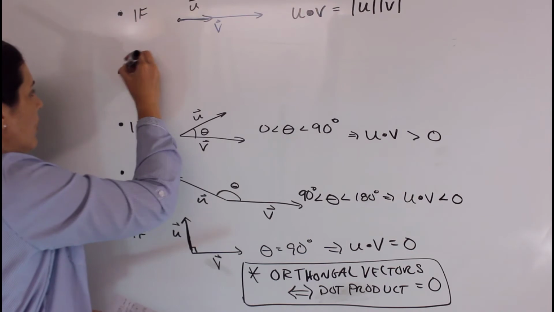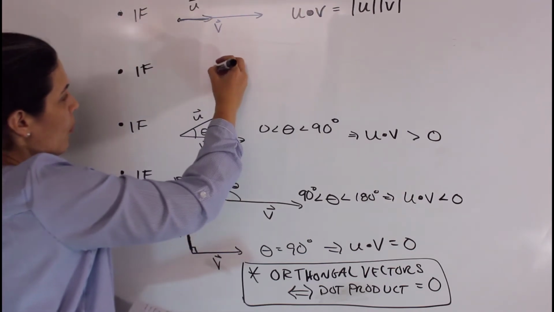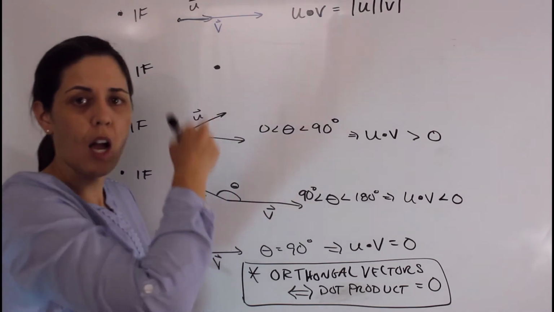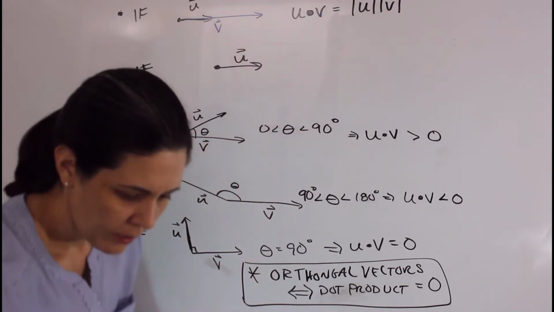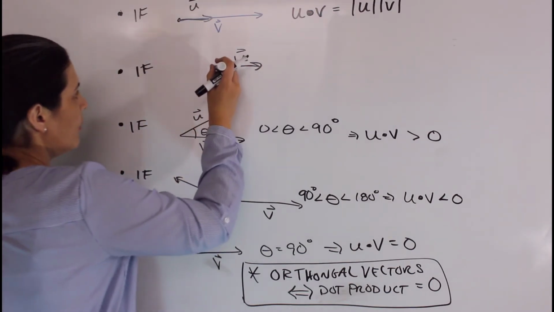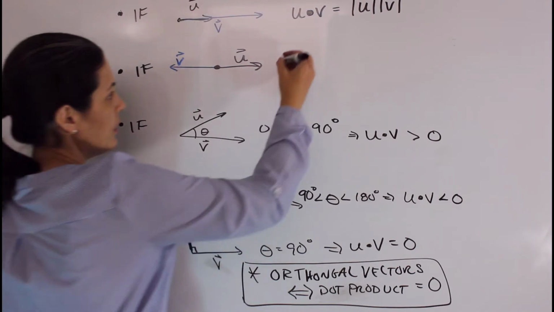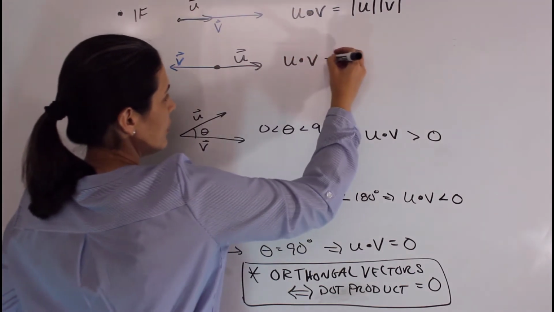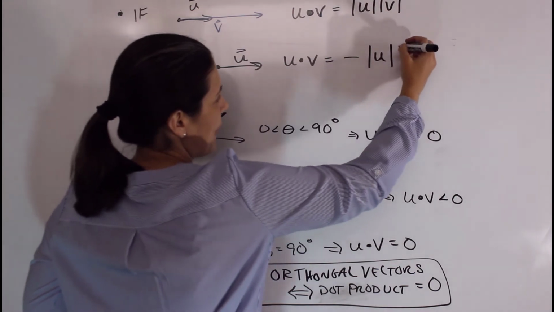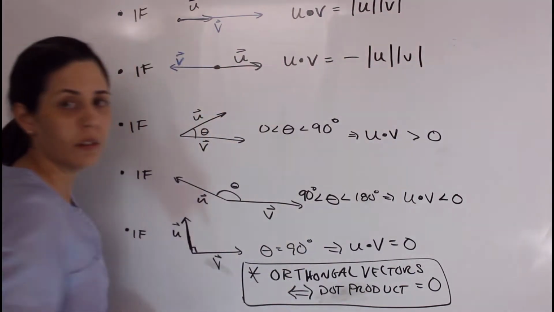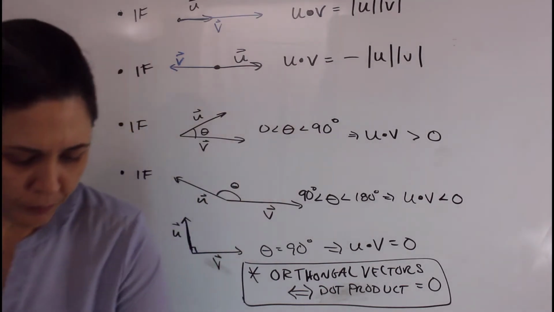And then our last fact of this kind, if our vectors are actually parallel but pointing in opposite directions, so let's say u points this way, and then v points this way, then the dot product is very similar to the last one, but the negative of it. So negative of the magnitudes being multiplied. And that's if they point in different directions but are still parallel.